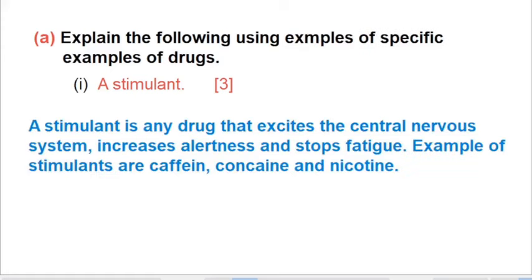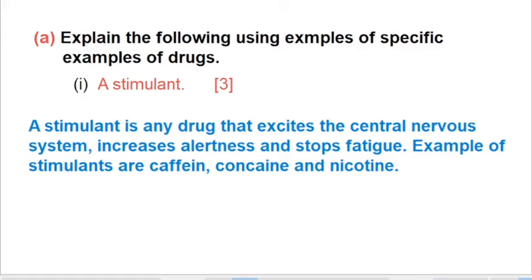So we have said a stimulant is any drug that excites the central nervous system, increases alertness, and stops fatigue. Examples of stimulants are caffeine, cocaine, and nicotine. No wonder we find that people involved in sports take these stimulant drugs, because it gives them an advantage to perform in sports. But they are considered illegal, so they are even banned from sports once they are caught.